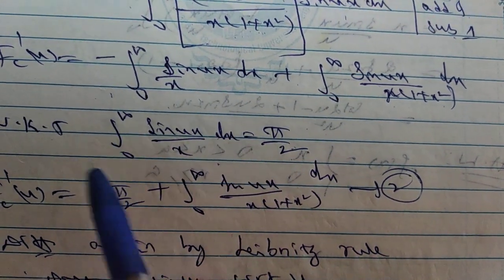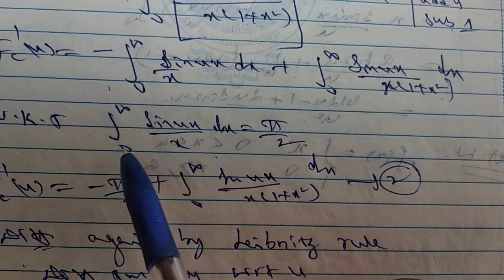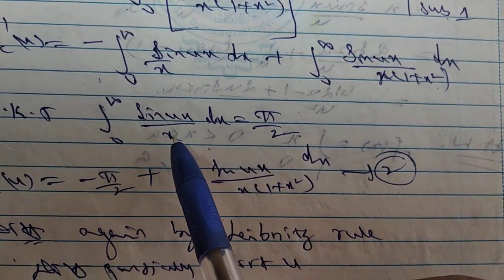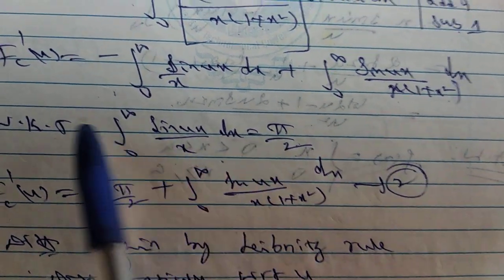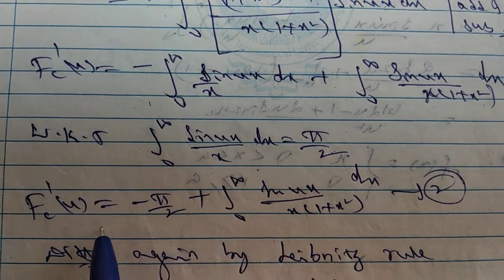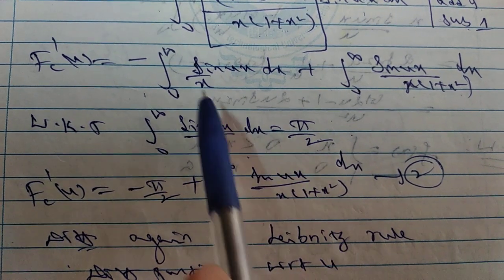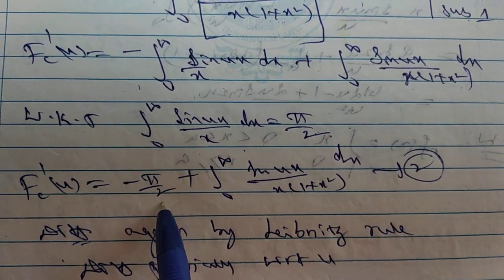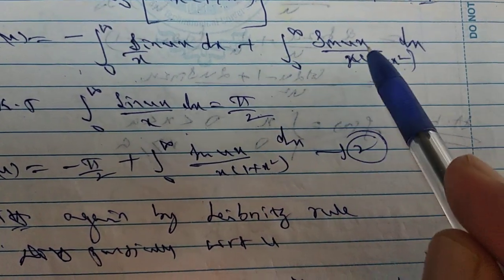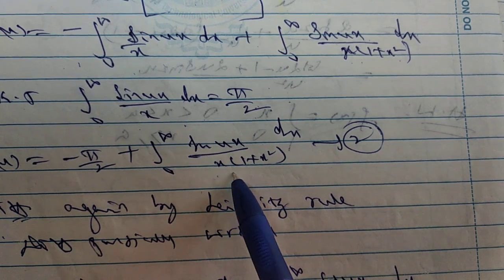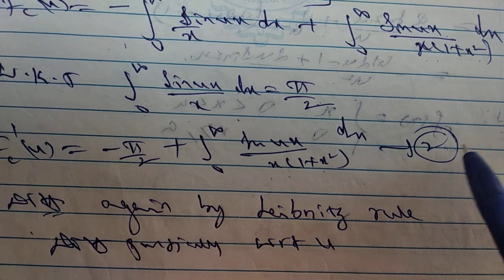How do we get pi by 2? Already in the previous problem, the first problem in the last video, we did that answer. So 0 to infinity sin ux by x is a standard value, equal to pi by 2. So now here f dash of u is equal to minus pi by 2 plus, what is remaining here? Integral of 0 to infinity sin ux over x into 1 plus x square into dx. You call this equation number 2.